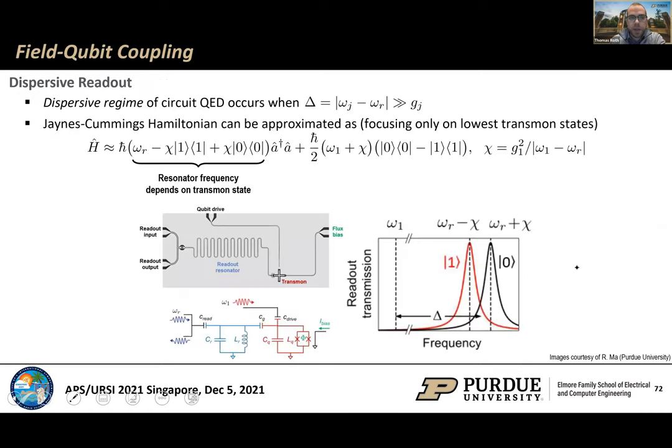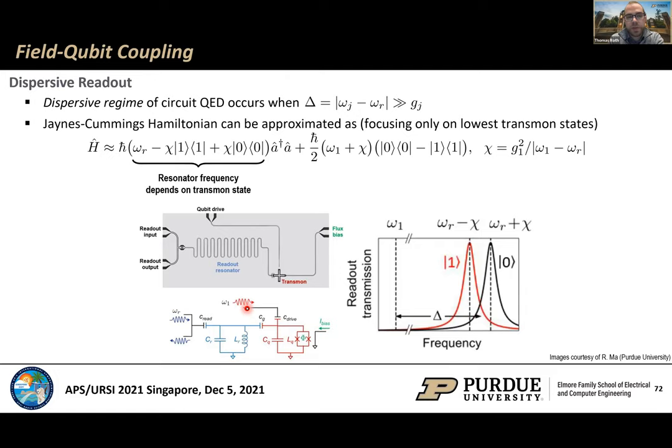Okay, so the last thing we want to look at here is dispersive readout. So this comes back to, again, that DiVincenzo criteria. We need some kind of qubit-specific measurement capability. So this is what's used in the quantum computers that Google and IBM and these other folks are making. The name comes from the fact that it's done in what's called the dispersive regime of circuit QED.